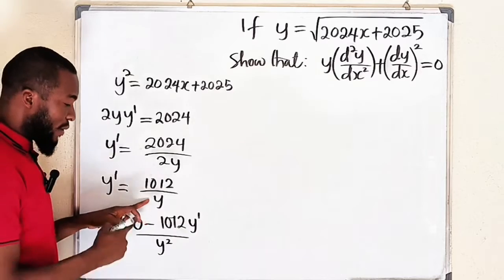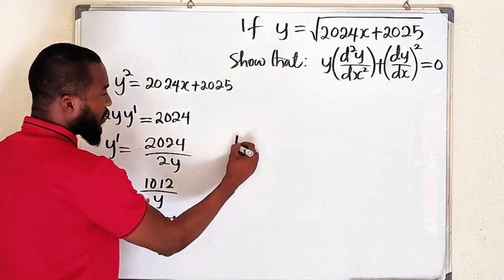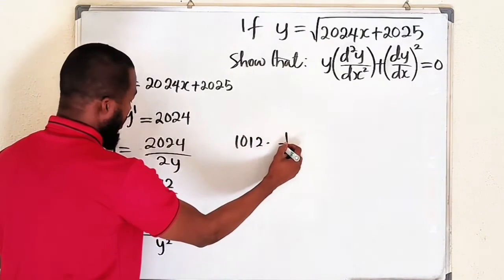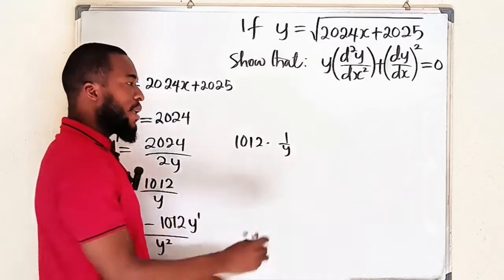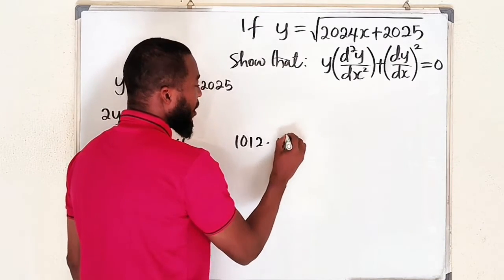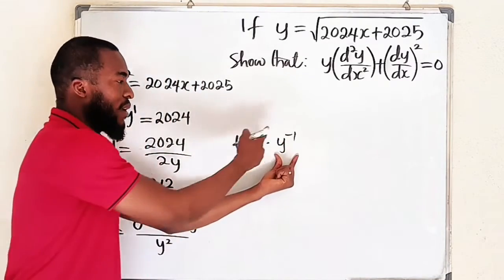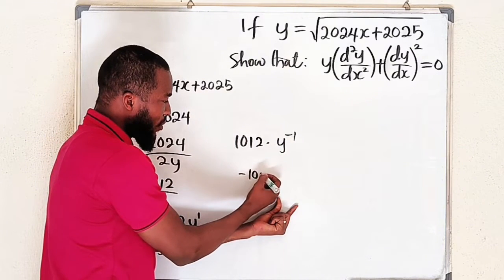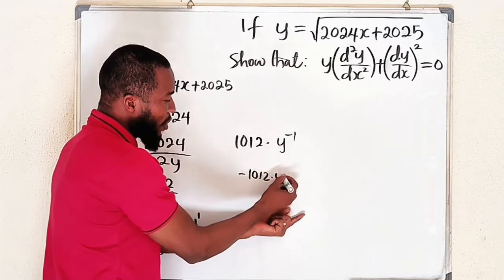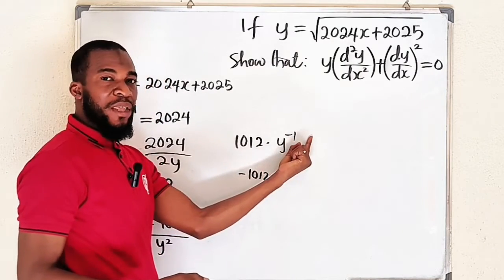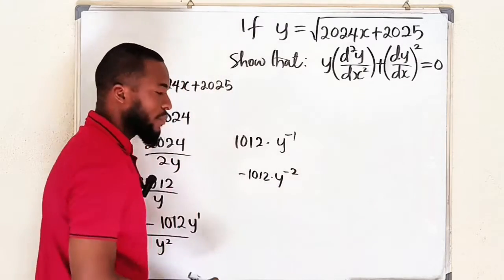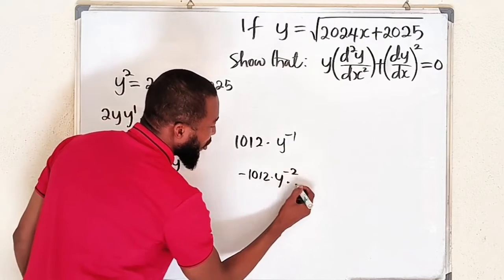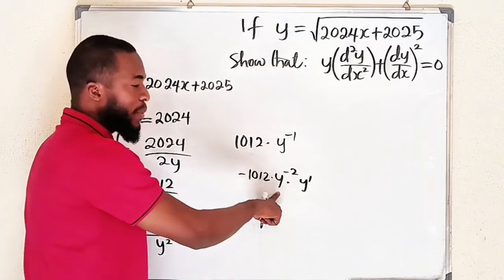But if you don't like using this rule, you can simply factor out the constant, which is 1012 times 1 over y. But you know that 1 over y is simply y to the negative 1. So if you differentiate this, the negative number will drop down. We have what? Negative 1012 times y to the what? If you subtract 1 here, you have negative 2. Right? Then you have to multiply by y prime because you are dealing with a dependent variable.